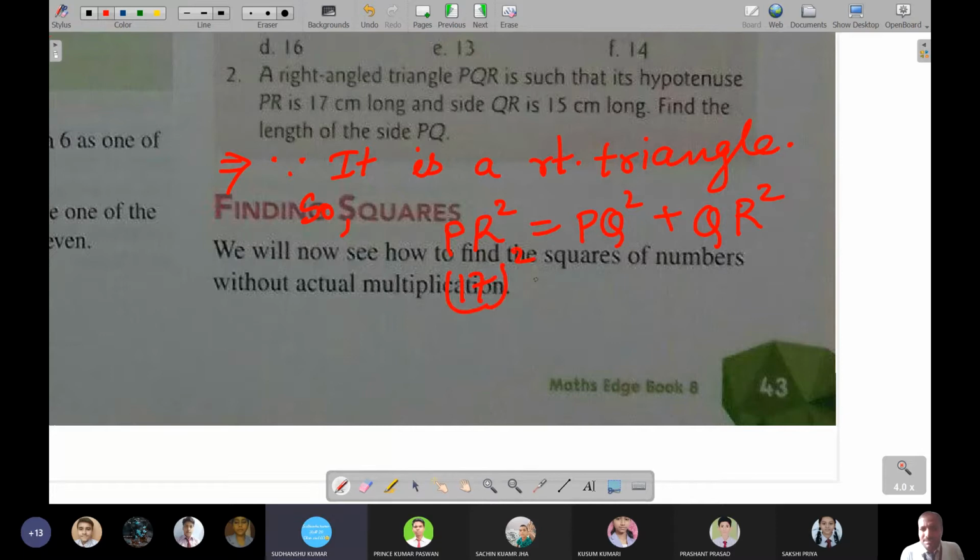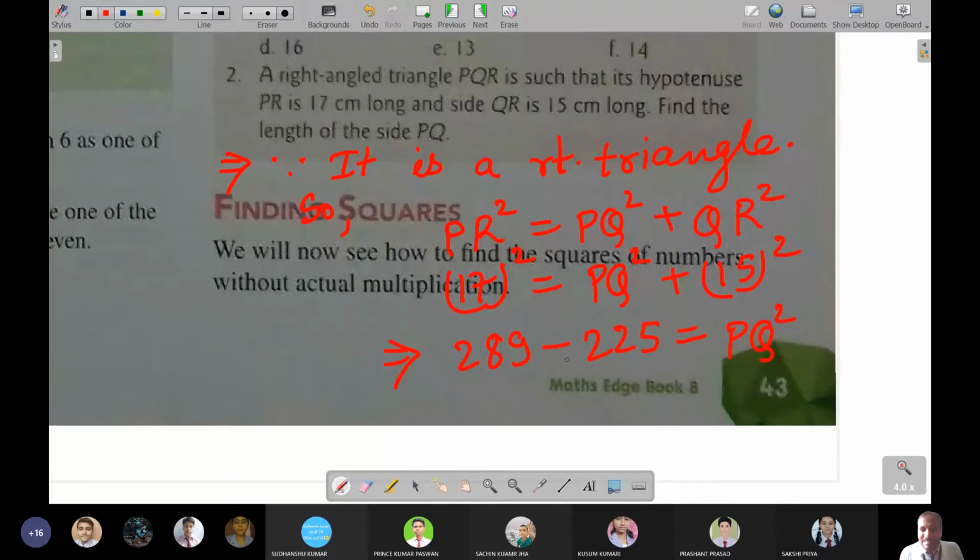Yes, Anjali? So PQ square, we have to find PQ. QR is 15, so 15 square it will become. Then 17 square is 289. 15 square is 225. So 289 is equal to PQ square plus 225.